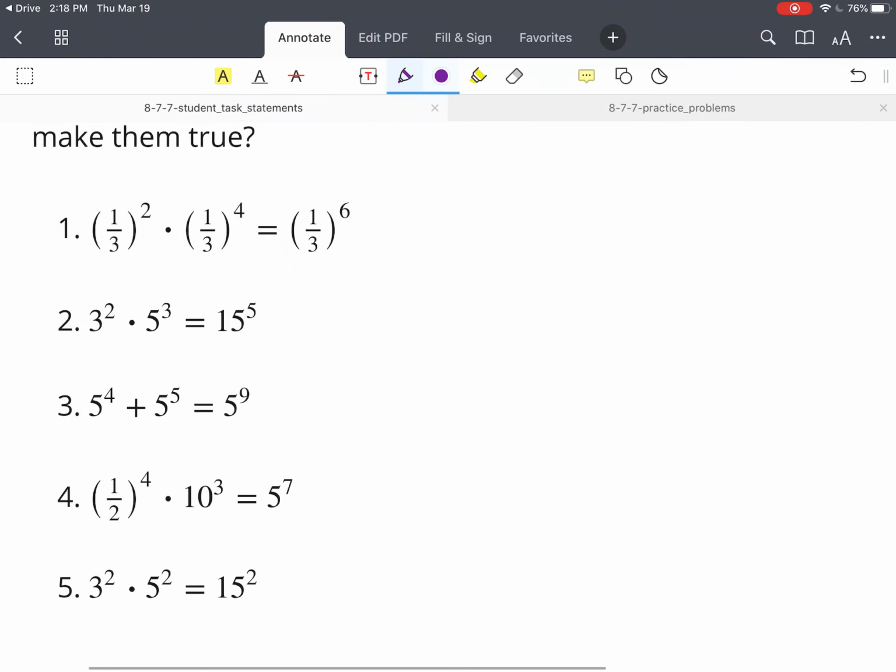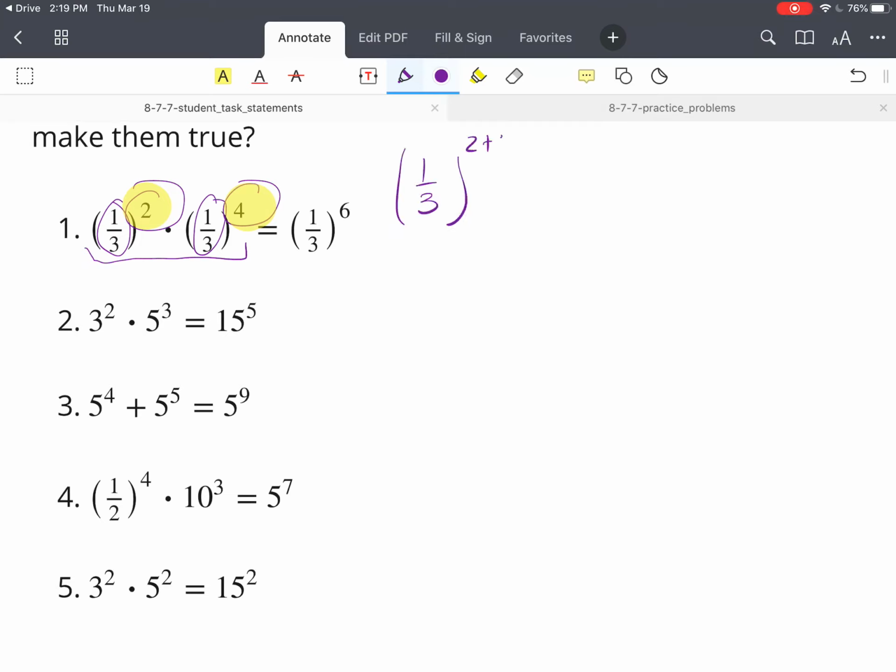So let's see if these are true. You have 1/3, 1/3. It's the same base. And then what do we do with the exponents? You add them, right? So it's going to be 1/3 to the 2 plus 4, which is 1/3 to the 6th. So this is true.